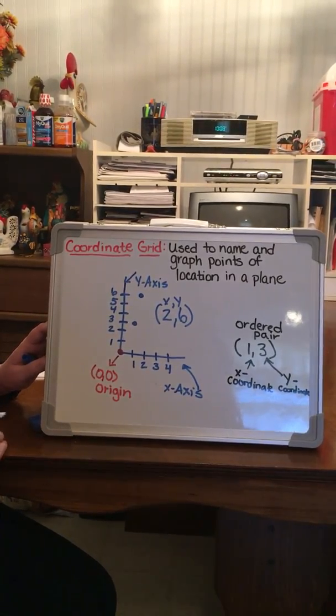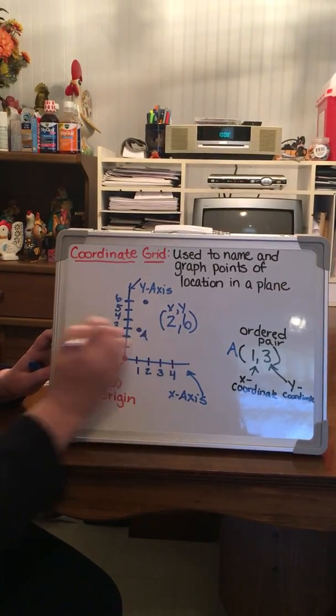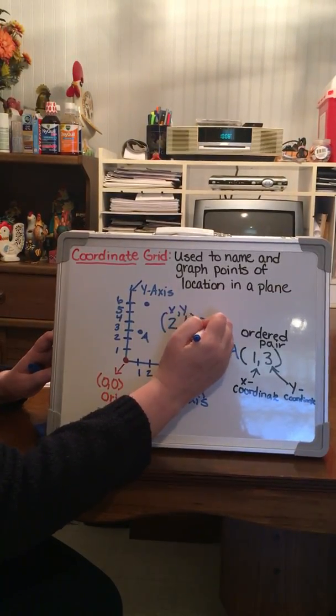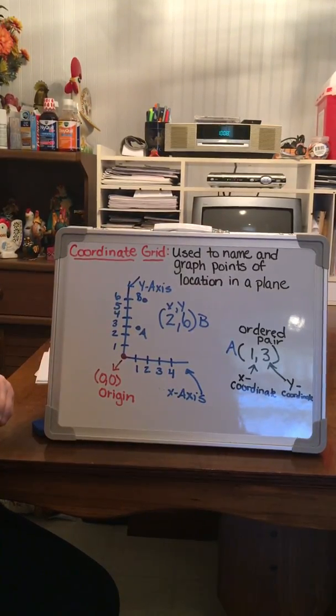A lot of times they'll say graph them with letters. So this might be labeled A for 1, 3, and then I might label this one B for 2, 6. Okay? Let me know if you have questions on this. Make sure you're watching this video multiple times to know if you are understanding it or not, because there was a lot of vocabulary that I threw at you here, and I will see you next time.